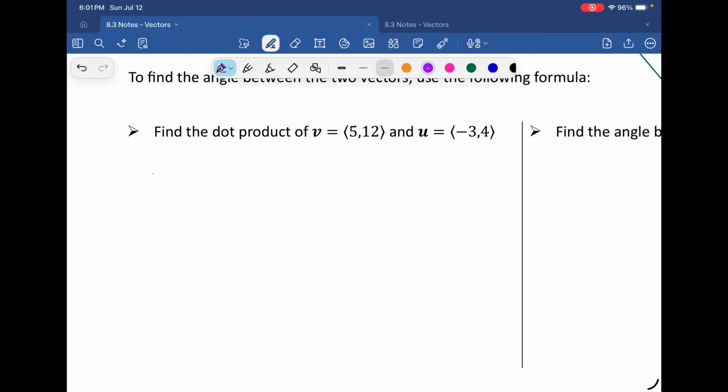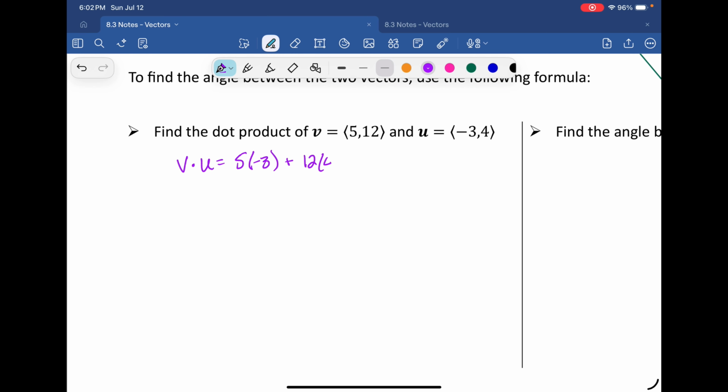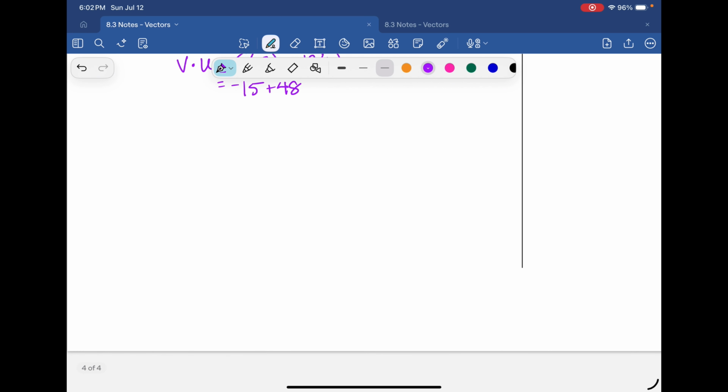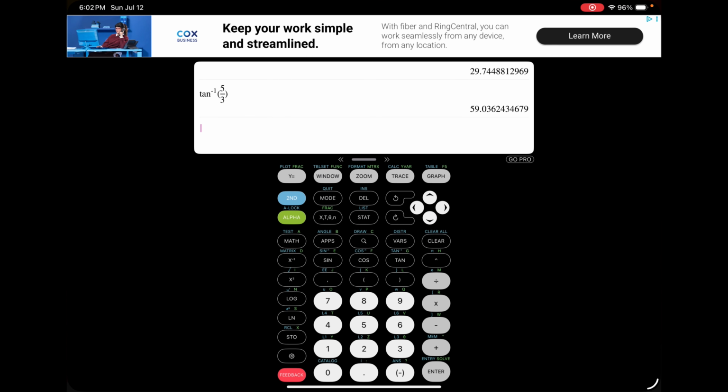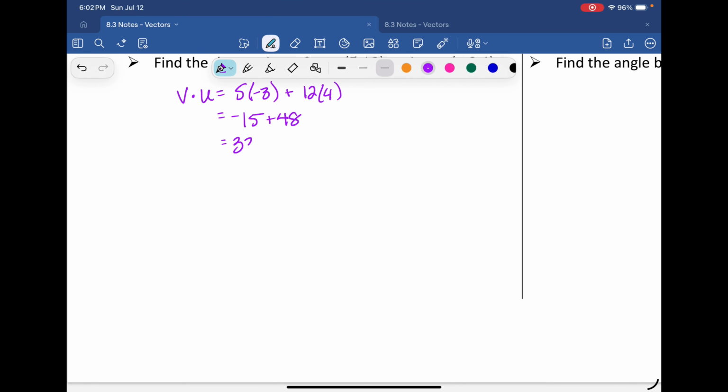All right, find the dot product of v, which is 5, 12, and u, which is negative 3, 4. So v times u: horizontals, multiply those together, plus verticals, multiply those together. Negative 15 plus 48, 33. And it's as easy as that for that section.